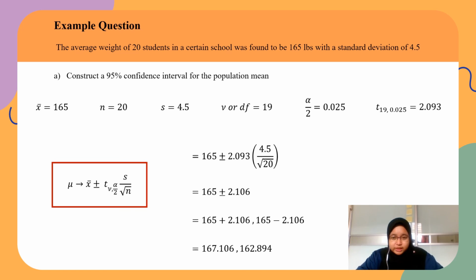What does this mean? This means that we're 95% confident that the average weight of all the students in this school is somewhere between 162.894 and 167.106. So that's how you can construct a confidence interval using the student's t-distribution table.